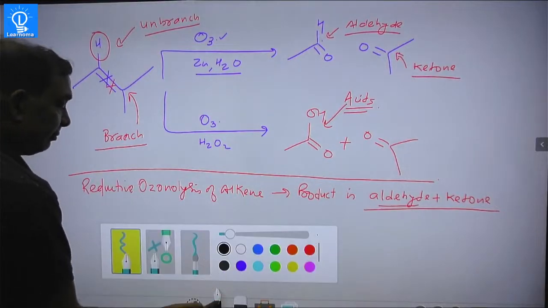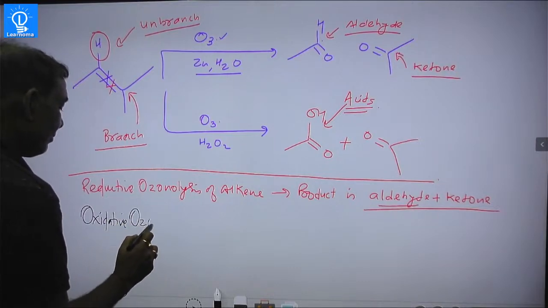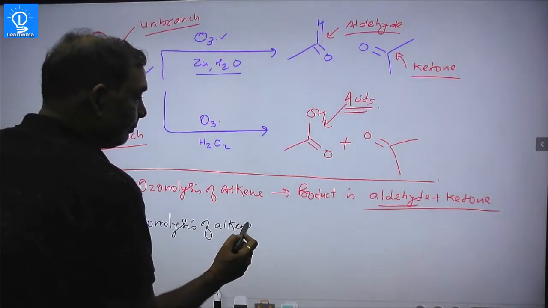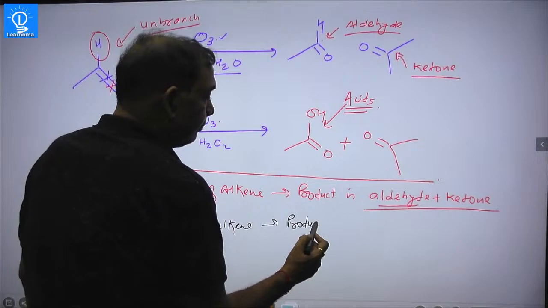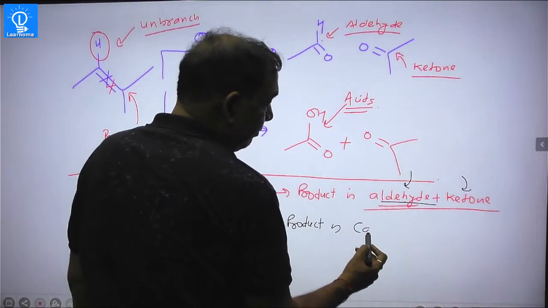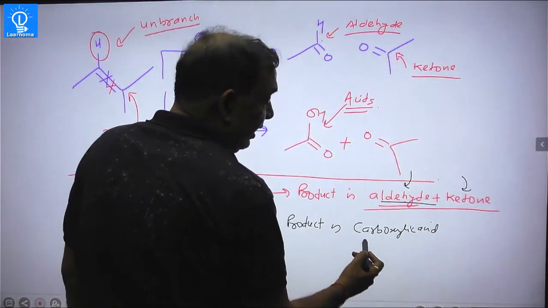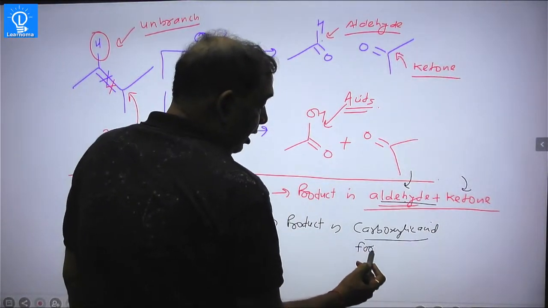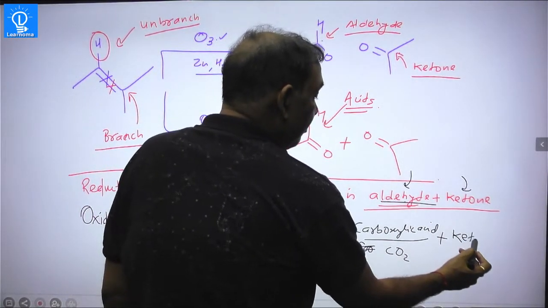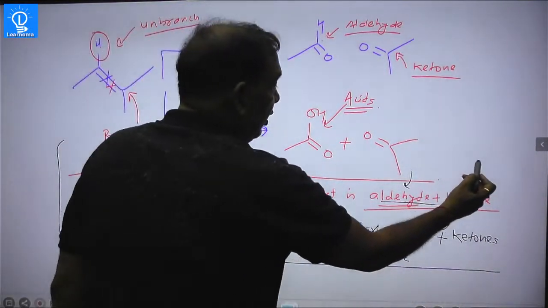Oxidative ozonolysis of alkene, product is, see, here the aldehyde gets converted to carboxylic acid. Sometimes you also get formic acid, or basically H2CO3, that is nothing but CO2, and ketones. In this way, we can write the product of ozonolysis of alkene.